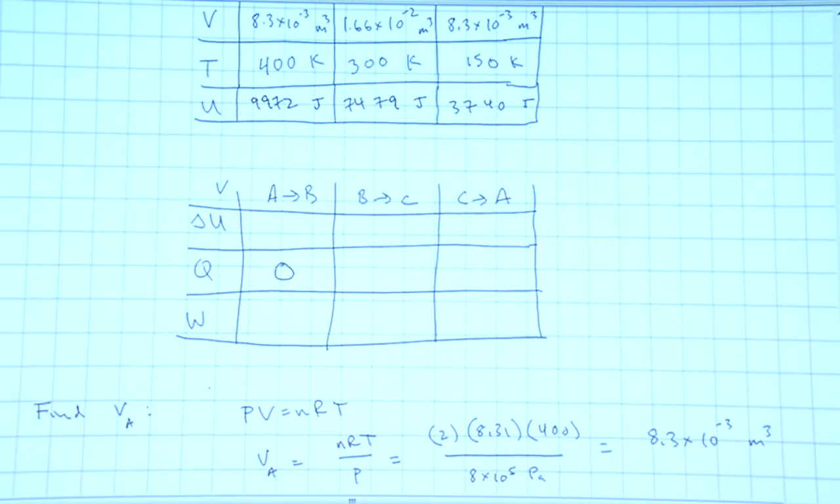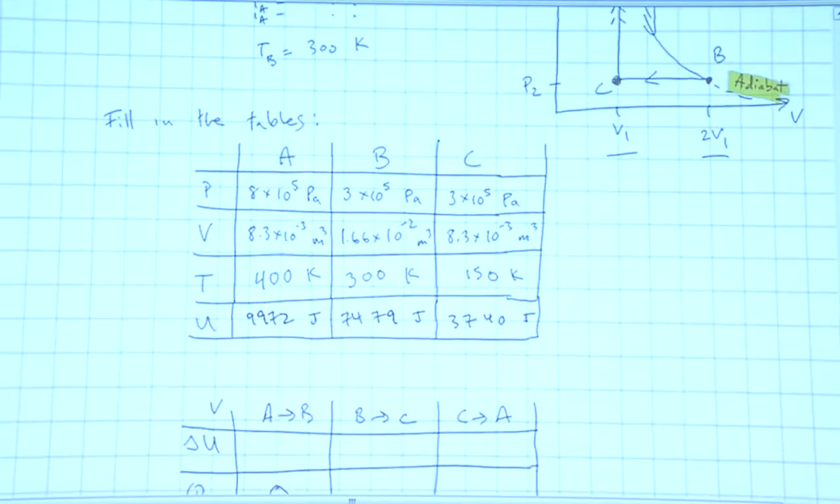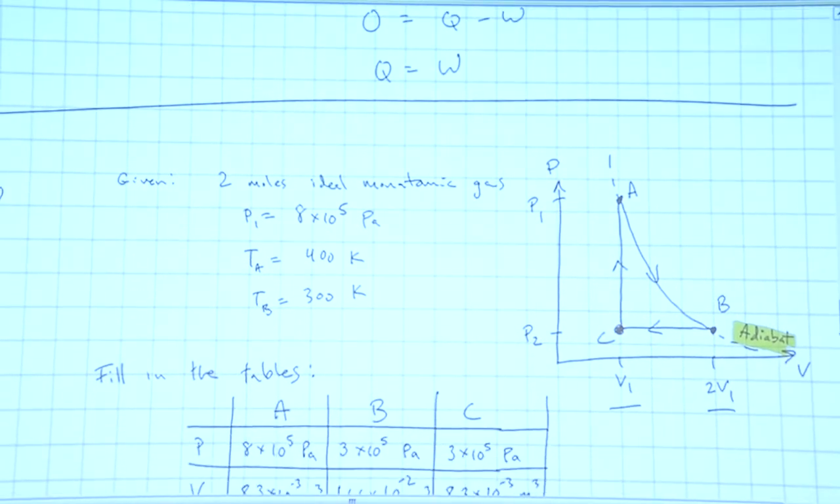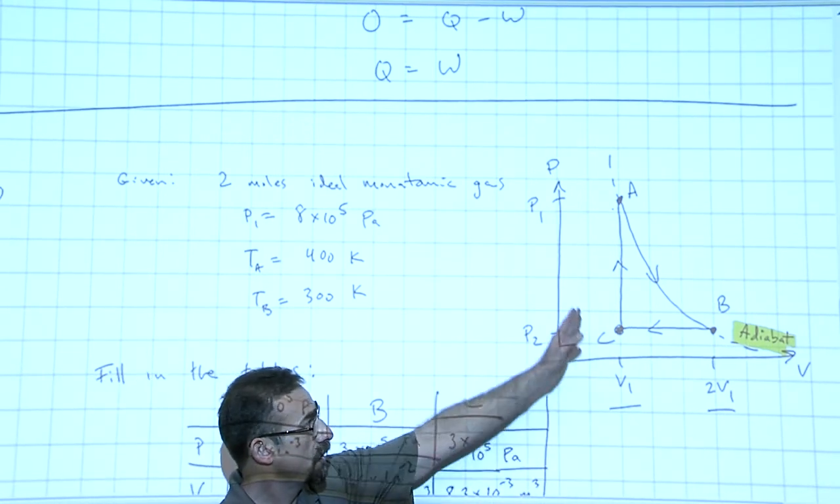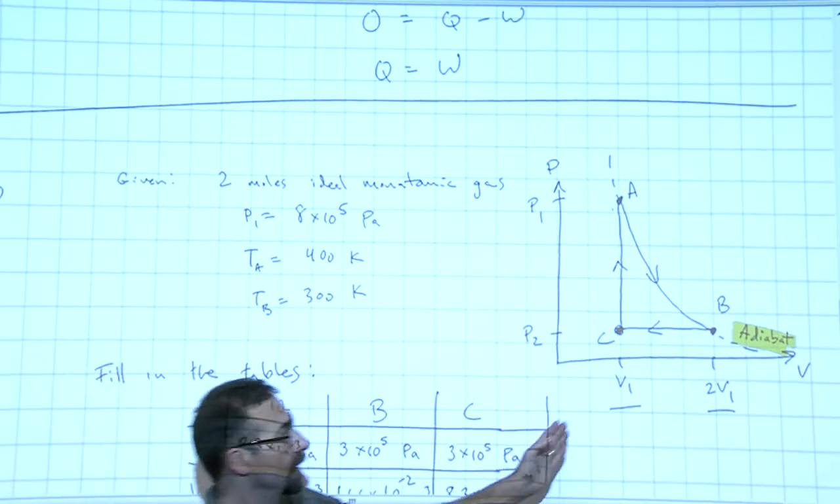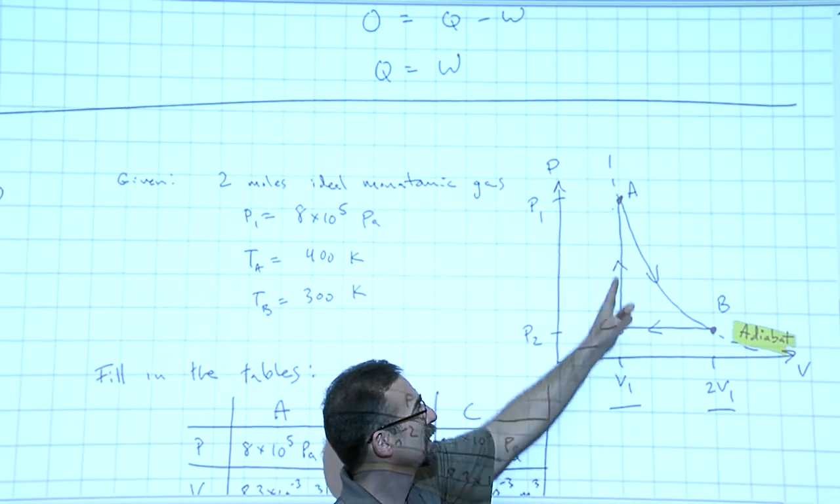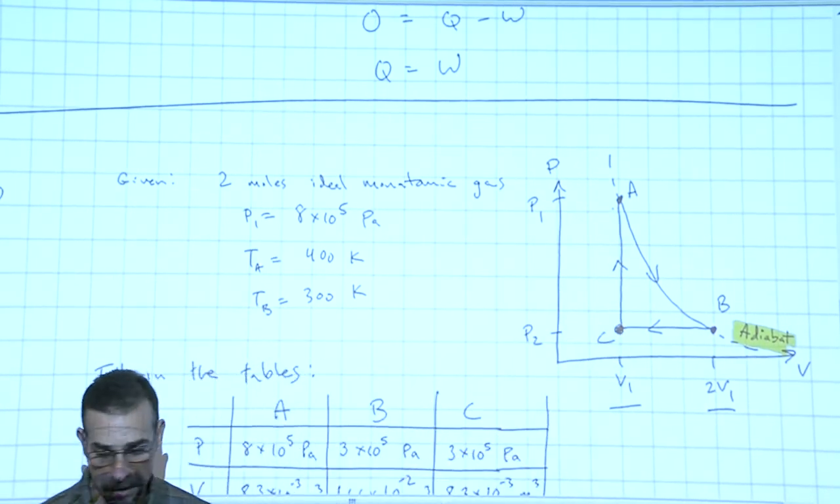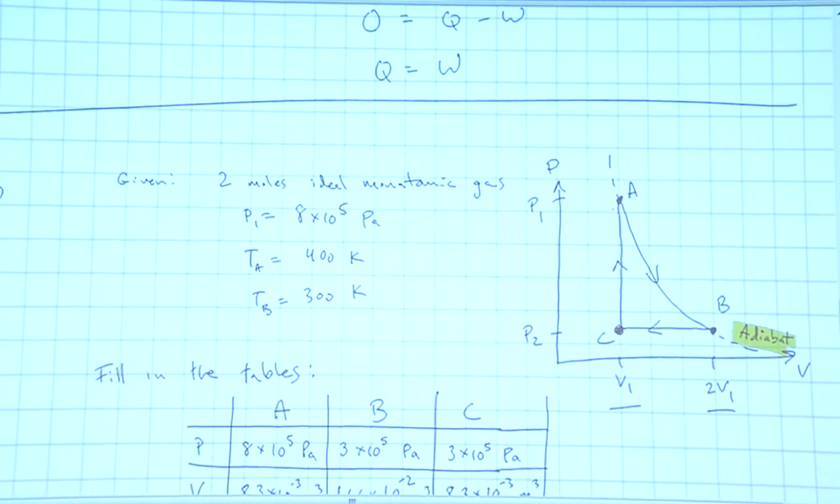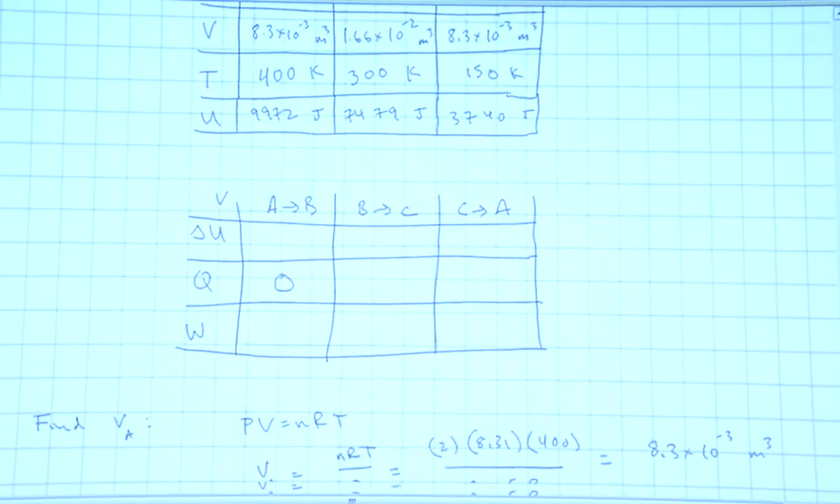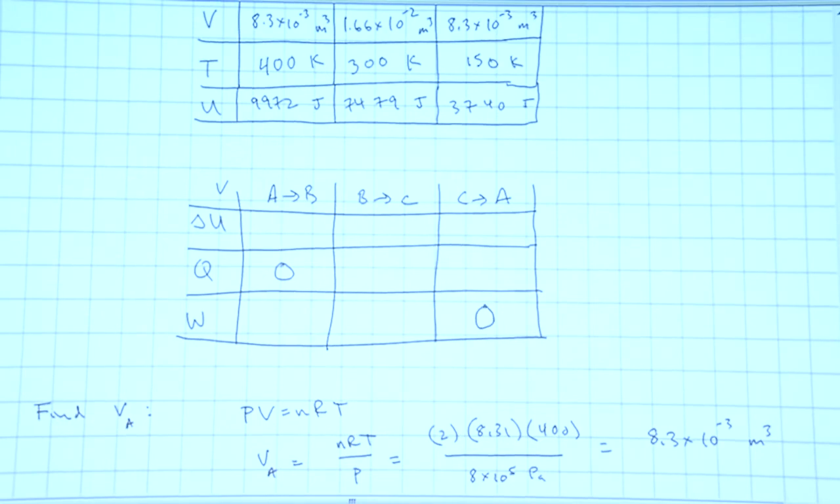What else can I look at this chart and see right off the bat? One other thing. Going from C to A, the volume does not change. If the volume doesn't change, what's the work done under that curve? It's 0. No work is done if the volume doesn't change. So from C to A, the work done is 0. Okay, those are the 2 that jumped out at me.